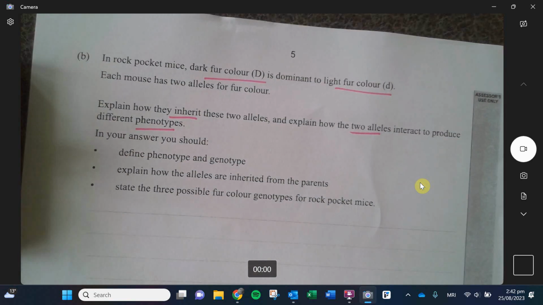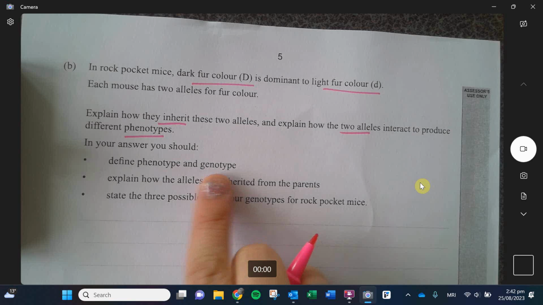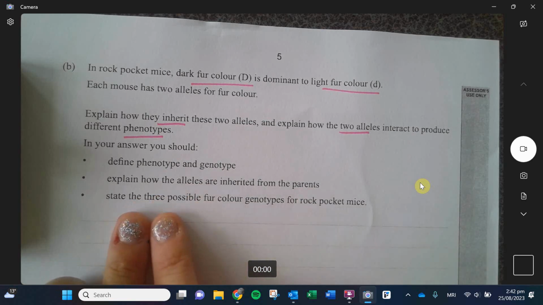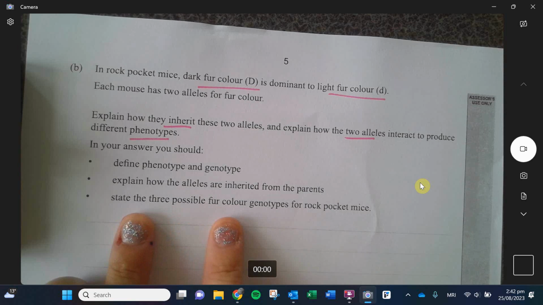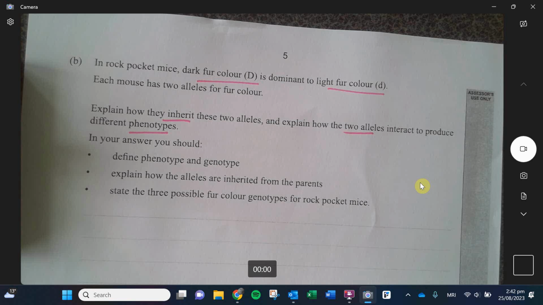Again, they give you bullet points, and use these bullet points to help you with your answer. So for example, they want you to define phenotype and genotype. They want you to explain how the alleles are inherited from the parents. And they want you to state the three possible fur-colored genotypes for the rocket mouse. So again, lots of different things we can do. I'm just going to start going through it and then adding more and more to our answer. So first thing, if we're not sure how to get started, write down your definitions. So when we talk about genotype, what are we talking about?